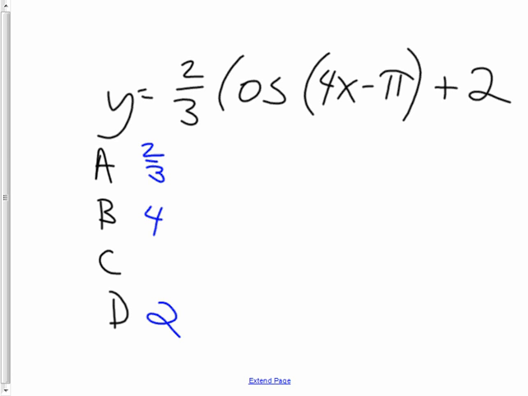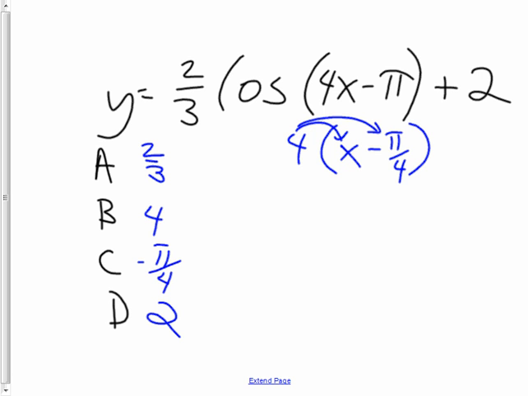What'd you get for your C term after you factored out the 4? What did you have? Okay, minus pi over 4. And if I wanted to be sure you were right, I go like this. That times that, 4x, that times that, negative pi. Yes, you did it right. And therefore, you figured out the C term, which is negative pi over 4.